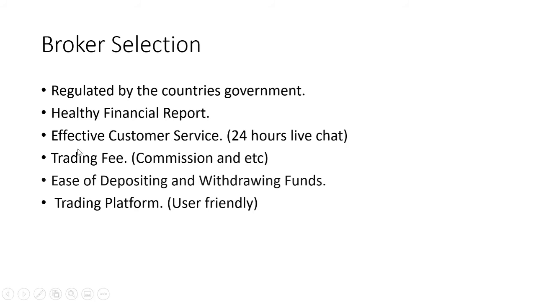And the third thing is effective customer service. Of course, sometimes you have problems in the trading platform, or you press your order ready and it does not trigger, or anything goes wrong, then you need customer service. So it is best to ensure that your broker is offering 24 hours live chat. I think both TD Ameritrade and Interactive Broker are offering 24 hours live chat.